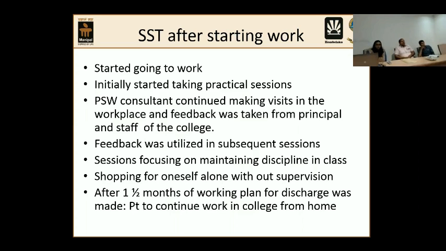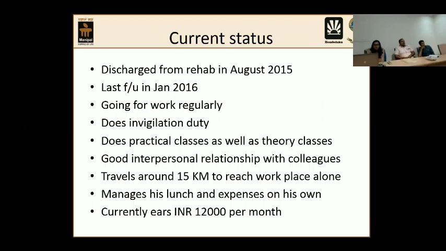The last follow-up was this month, 2016. He still goes for work regularly. He has done invigilation duty this time. He does both practical as well as theory classes. He has good interpersonal relations with colleagues, and he travels to and fro 15 kilometers to reach the workplace alone. He manages his lunch and expenses on his own, and he currently earns about 12,000 rupees per month.